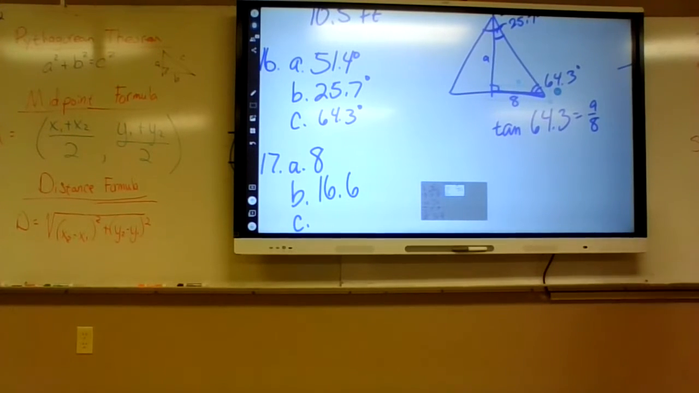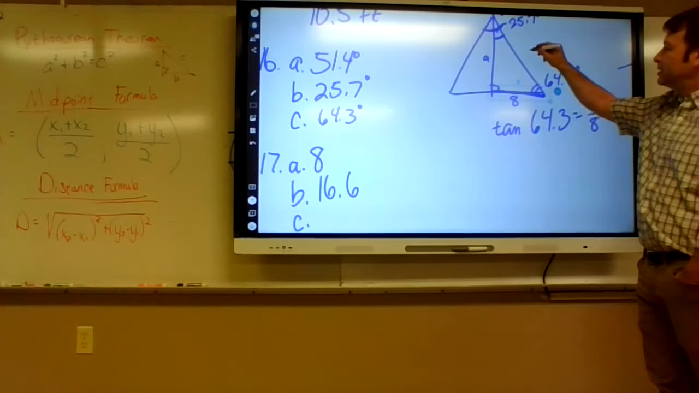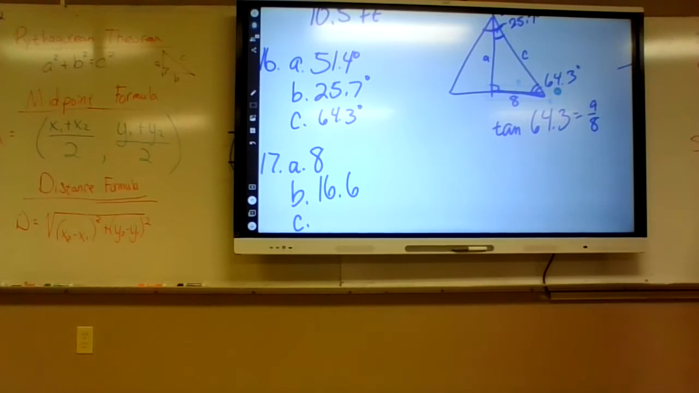Okay. So I think C is the hypotenuse, the radius thing. So where did we leave off? How could I set this up to find C here? I don't even know. I'm a little lost.